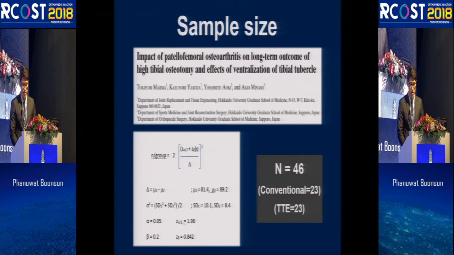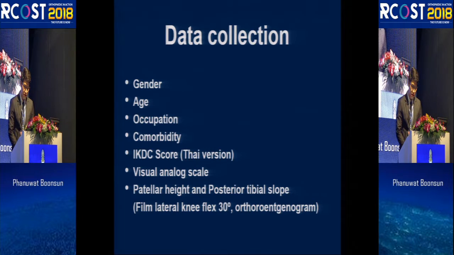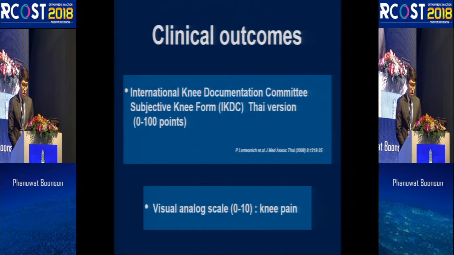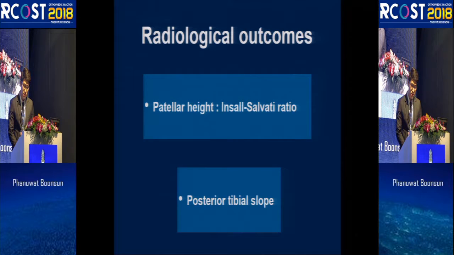According to the previous study, the sample size was calculated as 46, 23 per group. Data collection comprised gender, age, occupation, comorbidity, IKDC score Thai version questionnaire, visual analog scale, lateral film of the knee at 30-degree flexion, and scanogram. Clinical outcomes were evaluated by the International Knee Documentation Committee Subjective Knee Form Thai version and visual analog scale. Patellar height and posterior tibial slope were the radiological outcomes.